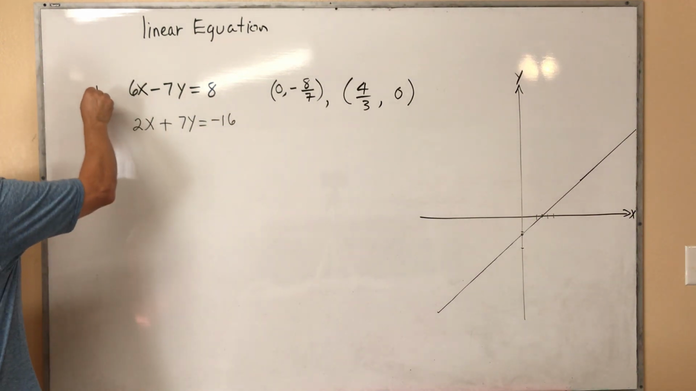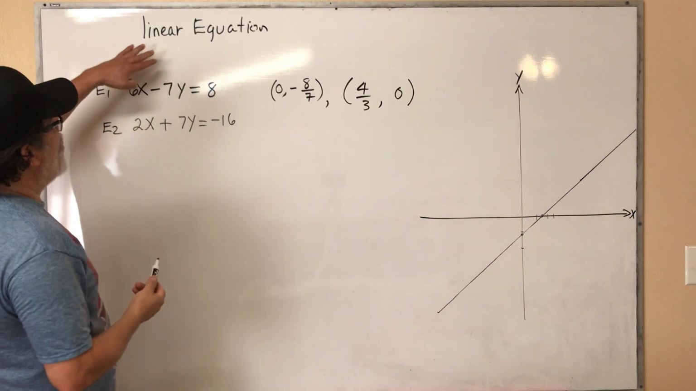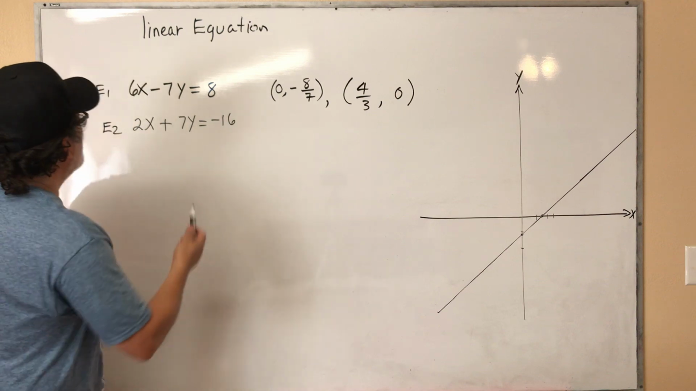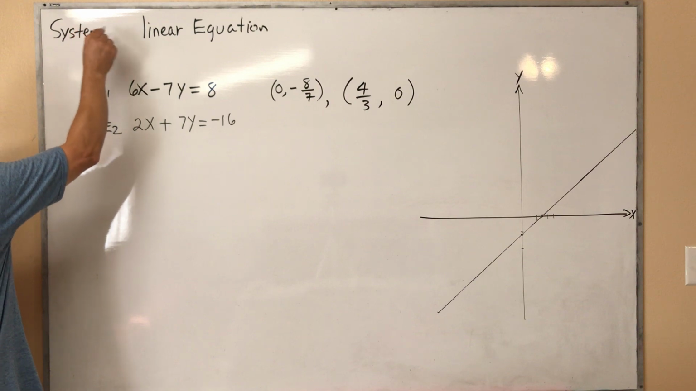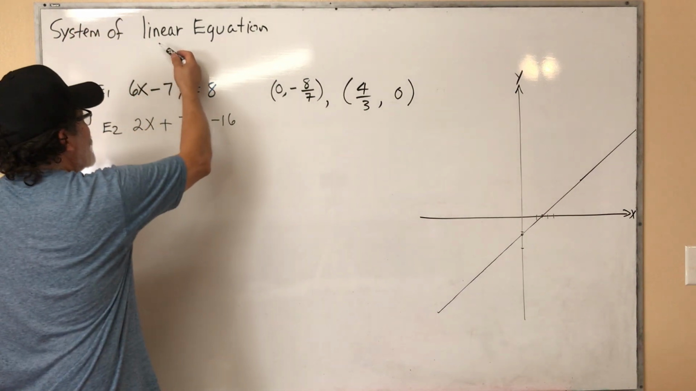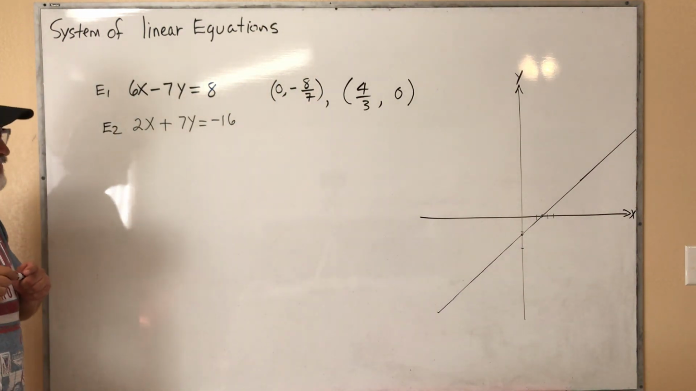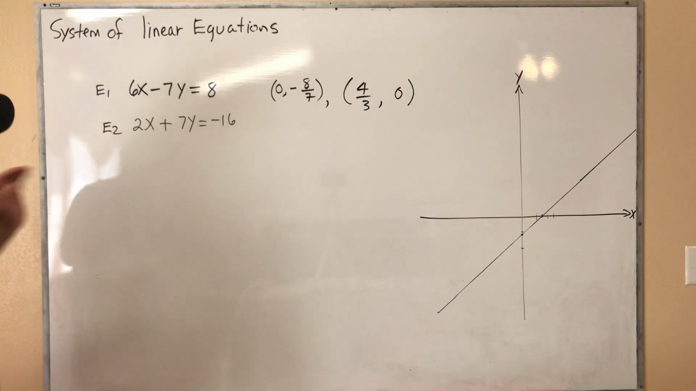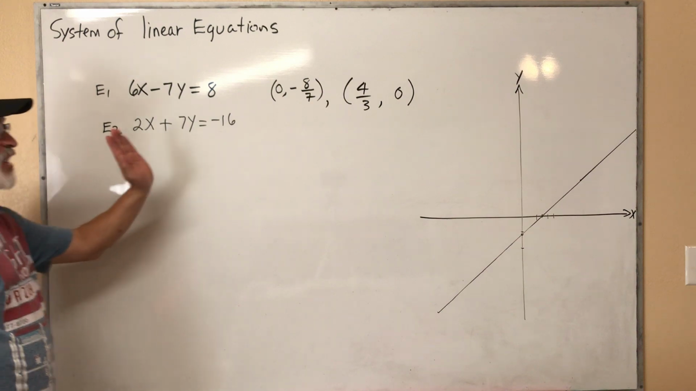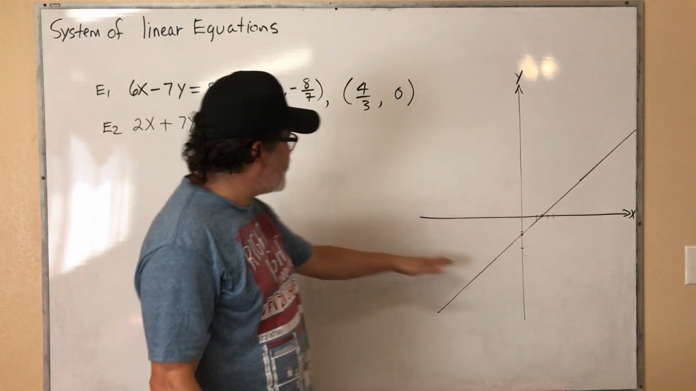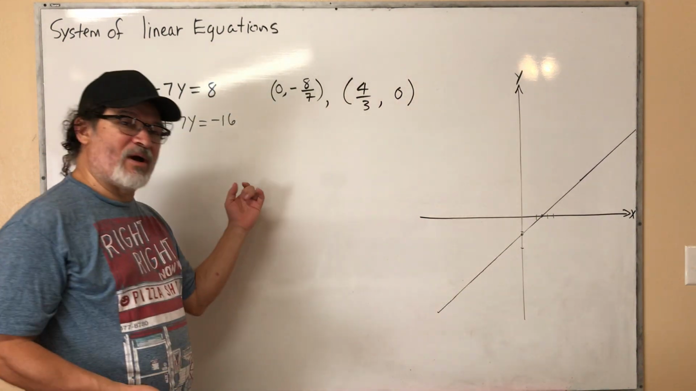This is going to be equation 1, and this is going to be equation 2. And now we have more than one linear equation. So now we're going to call it a system of linear equations, because it's more than one. All right, very good. I graphed the first one. Well, guess what? I'm going to graph the second one.